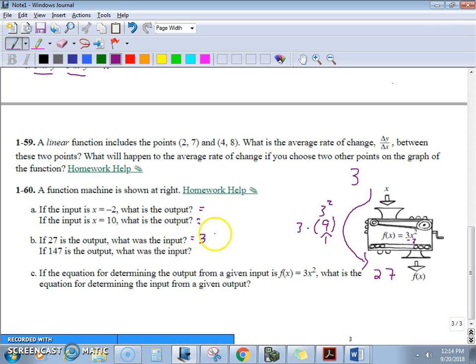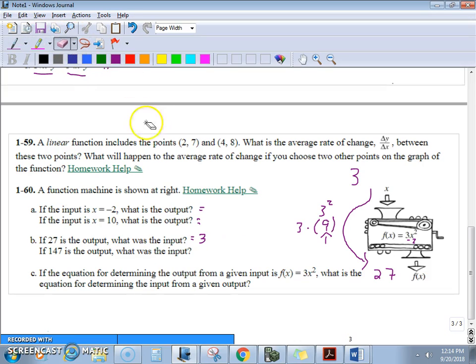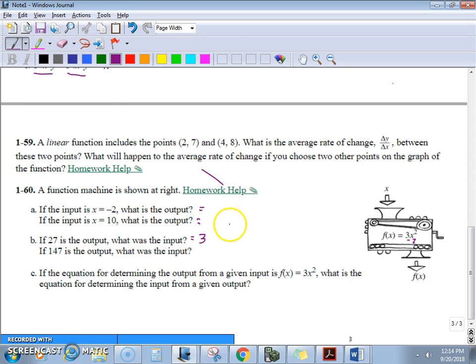Okay? If 147 is the output, what is the input? You can do it the same way, or, spoiler alert, you could write it as an equation. If 147 is my output, what is my input? We can just solve this equation. If we divide both sides by 3, we get, help me divide this by 3. 3 can go into 14 4 times, 9, 49. And then I take the square root of both sides. My input would have been 7. Okay?